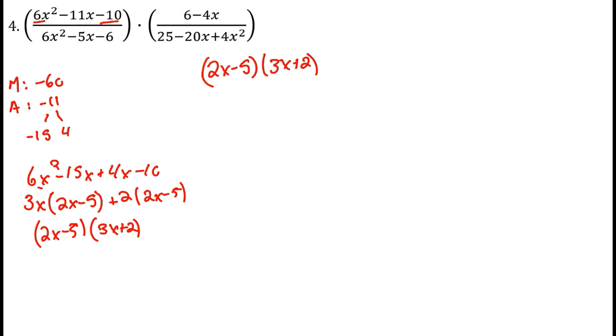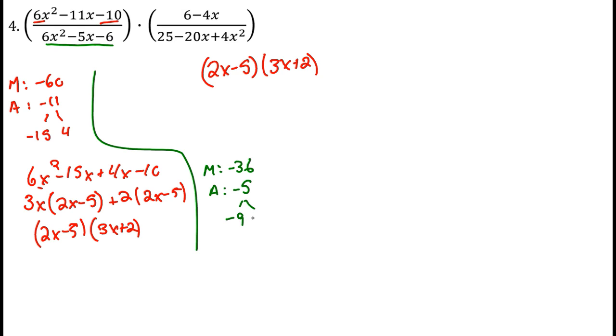Now we have to factor the denominator, and we get to do everyone's favorite game again, the AC method. I'm going to make some room over here. What multiplies to a times c, what multiplies to negative 36, that adds to negative 5? What are the factors of negative 36 that add to negative 5? Hopefully you said negative 9 and positive 4.